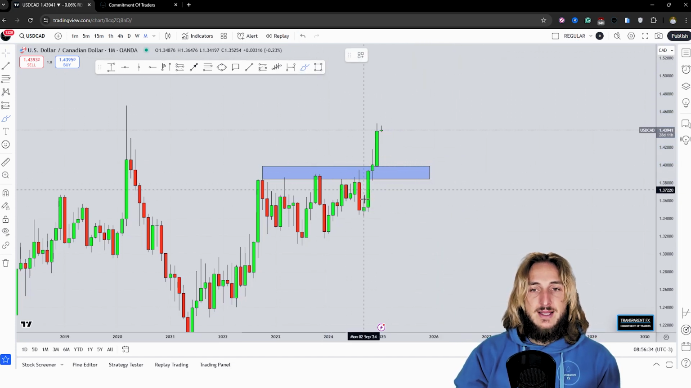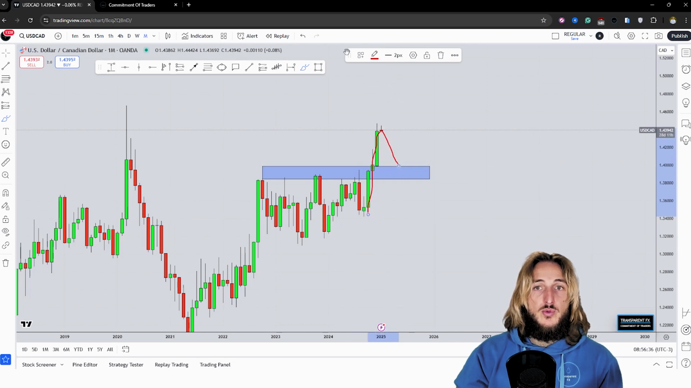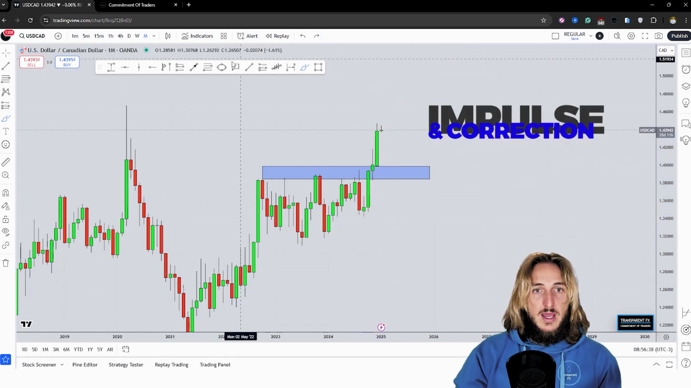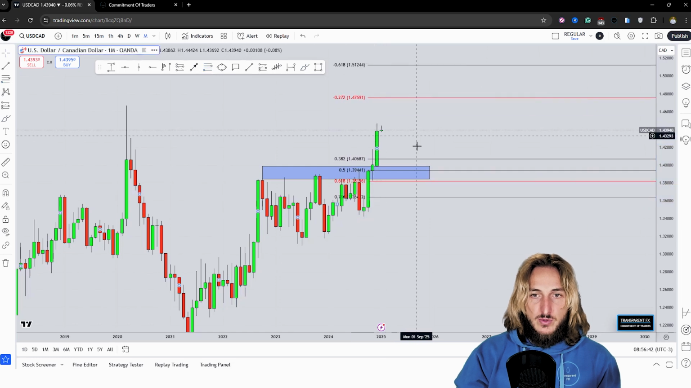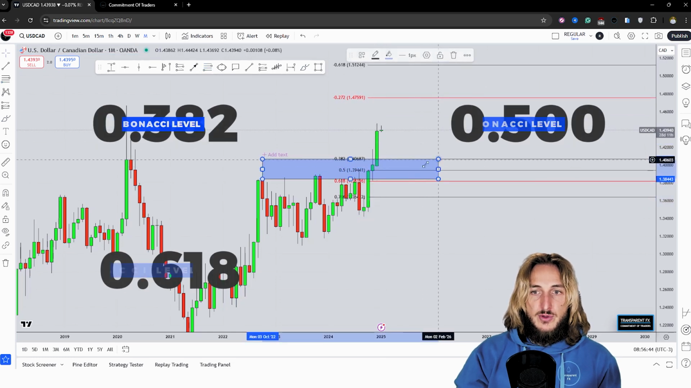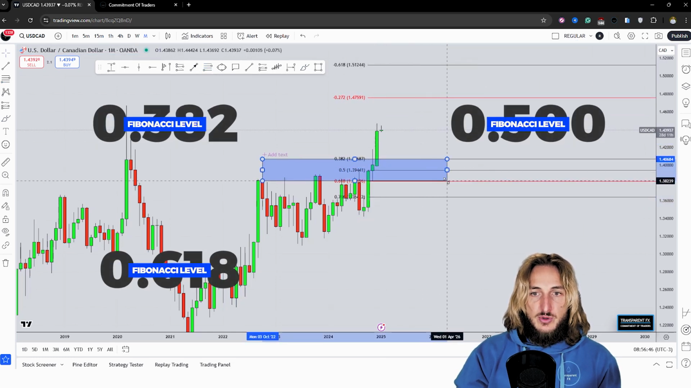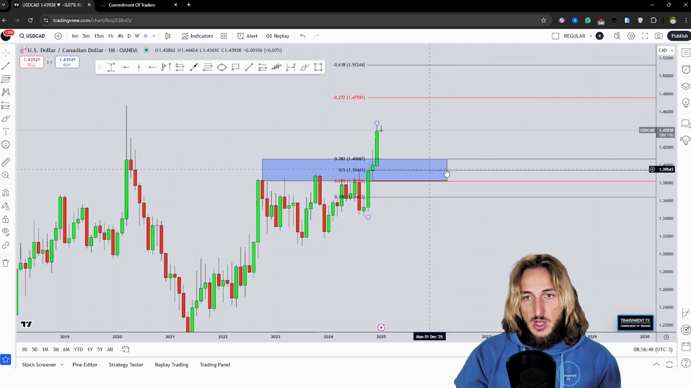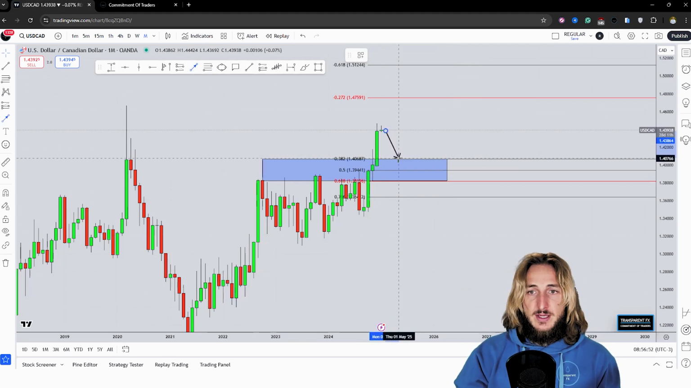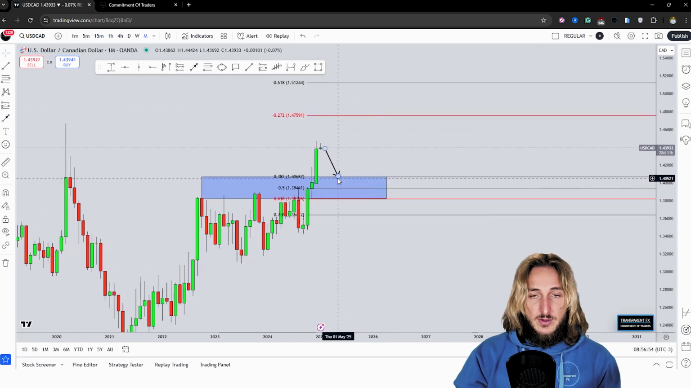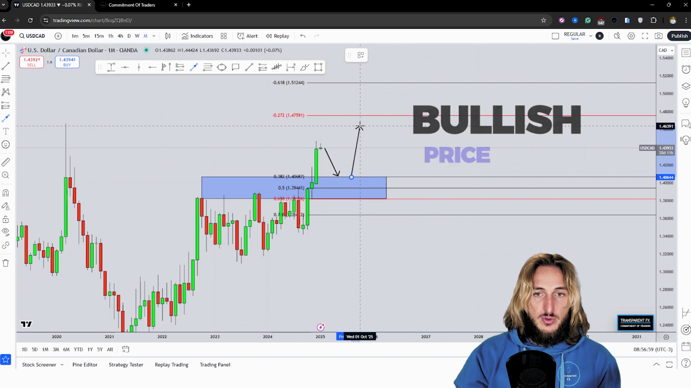We can also notice that as we have an impulse, if we now want to measure a correction, we have to take our Fibonacci from the low to the high of the impulse leg. And what this shows us is that we have the 0.382, 50% and 0.618 Fibonacci retracements, all lining up exactly at this area. So there is a good probability that this market might want to go and retest these levels before then creating more bullish continuation.